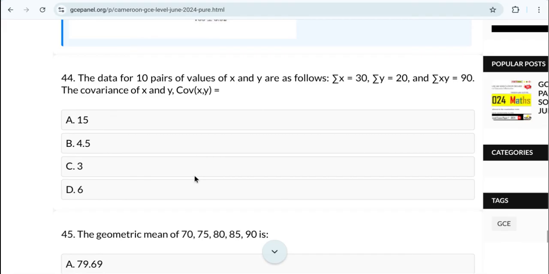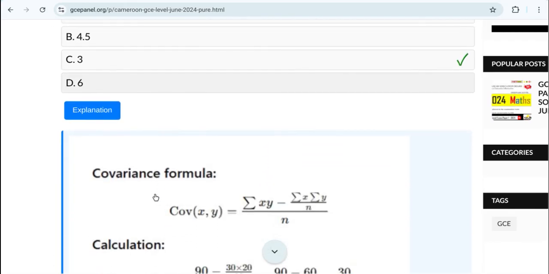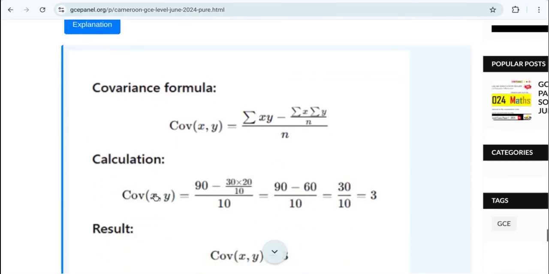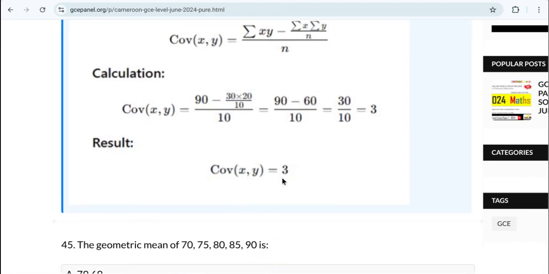Question 44. The data for 10 pairs of values of x and y are as follows. Summation x is 30, summation y is 20, summation xy is 90. What is the covariance of xy? Since you have been given the summations, it will be good for us to use the formula: summation xy minus summation x times summation y over n, all that over n. So summation xy is 90, summation x is 30, summation y is 20, all over the sample size, which is 10, and all that over 10. When we simplify all of this, the result is 3. So our covariance is 3.